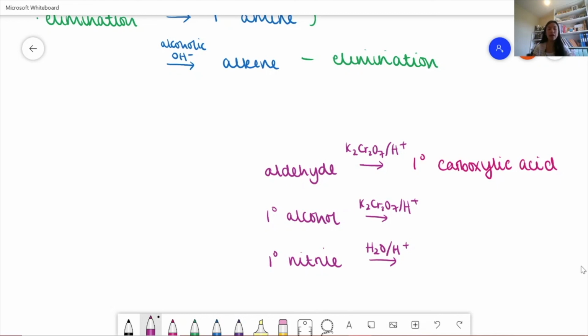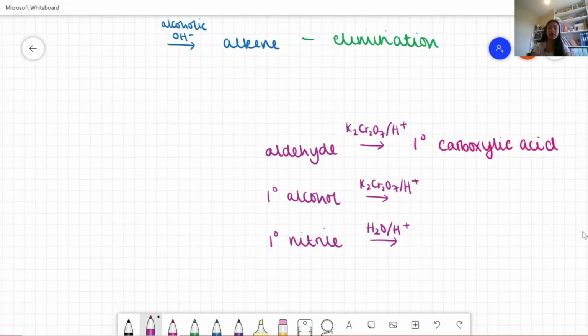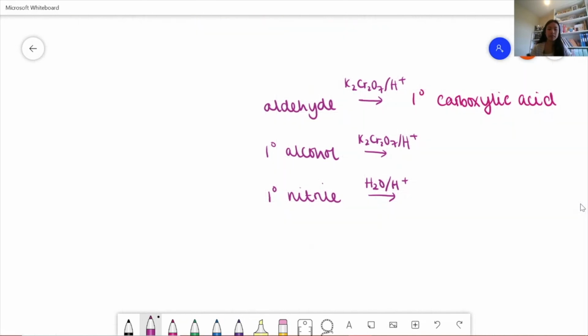And we could also get a primary carboxylic acid by using an acid derivative. For example, we could have an acid anhydride or an acyl chloride. And the way we would convert an acid derivative to carboxylic acid would be adding some water. And we actually also use some H+ as a catalyst.